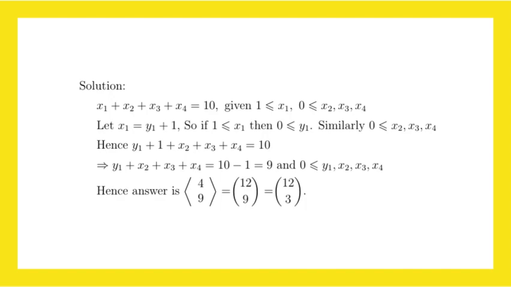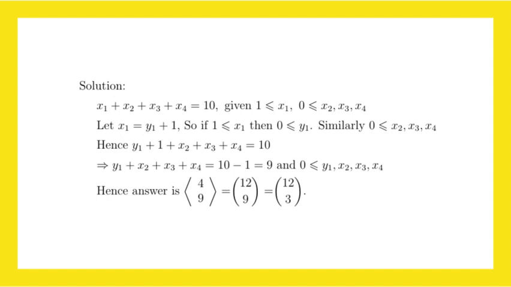Here what we will do is replace the variable x1 by y1 plus 1. What will happen? If x1 starts from 1, then y1 starts from 0. We can see that if x1 is equal to 1, then y1 is equal to 0. If x1 is equal to 2, y1 is equal to 1, and so on. Therefore, by changing the variable, we will convert the given equation into y1 plus 1 plus x2 plus x3 plus x4 is equal to 10.